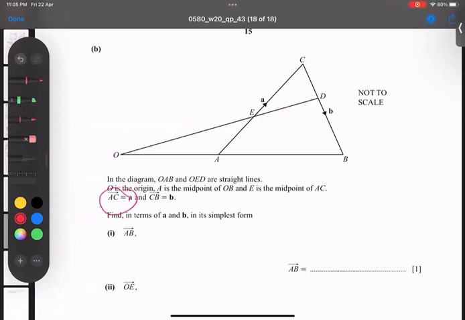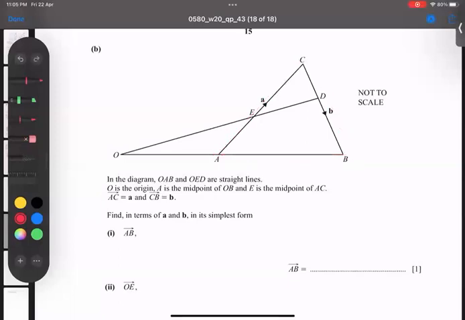AC is small a. Let me fill in the values. Where is AC? AC is here. Given, the full vector is AC. Some students assume that E to C is a. No, no, no. And C to B is b, from top to down, the full is b. Done. AB, where is AB? AB is this path. So A to C, C to B. So the path is so simple.